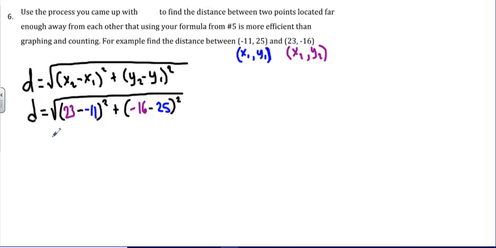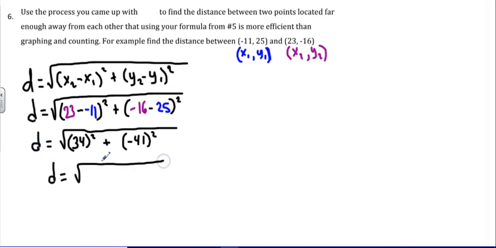Okay, now we can simplify this. So to simplify this side of the equation, we need to start with what's in the parentheses. Then we'll need to do the squares. Then we can add, and then we'll take the square root. All right, so 23 minus a negative 11. Subtracting a negative is just like adding. So 23 plus 11 is 34. So I have 34 squared plus, and then negative 16 minus 25 is negative 41, and we need to square that. So 34 squared is 1,156, and negative 41 squared is 1,681.